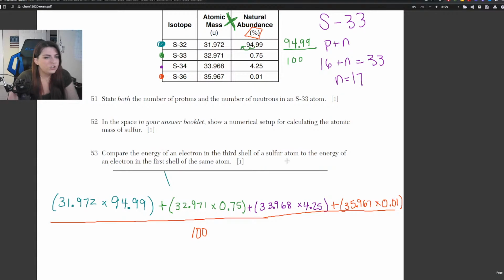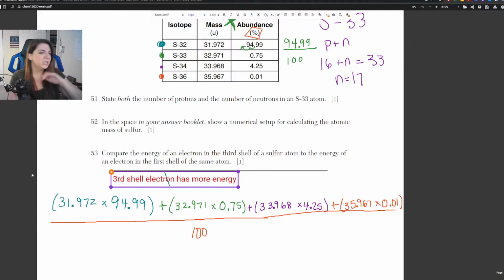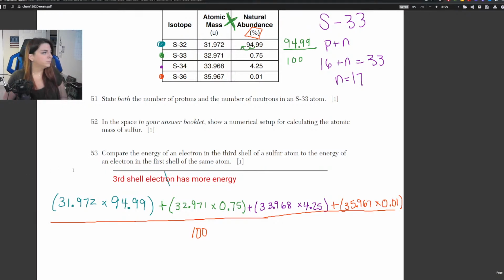So compare the energy. Here's the answer, keeping it very simple. Compare the energy of the electron in the third shell. I would say the third shell electron has more energy. Boom. Keep it simple.